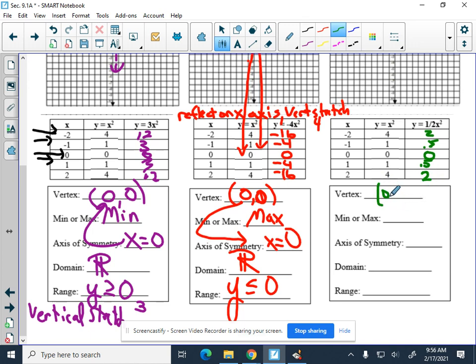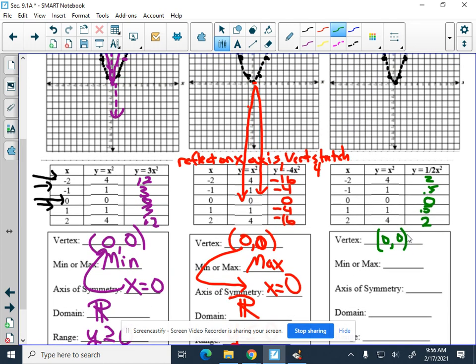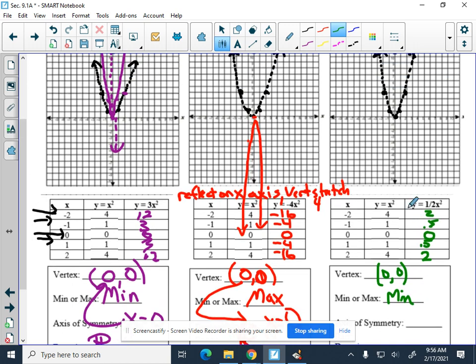Vertex is 0, 0. Is it a max or a min? What do you think? We haven't graphed it yet. Did it have a negative? Is it going to open up or down? Up. So I think this is going to be a min. Okay? But we'll graph it and see.